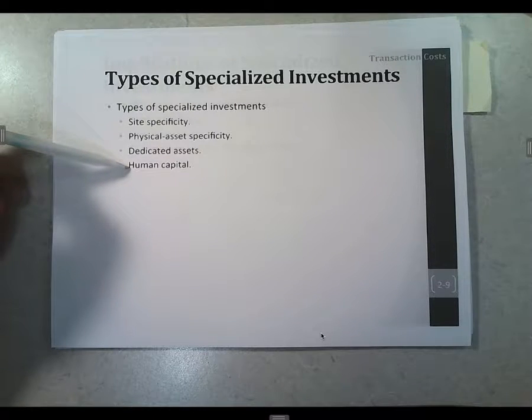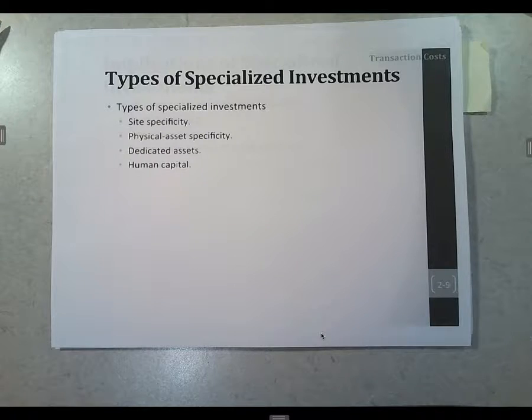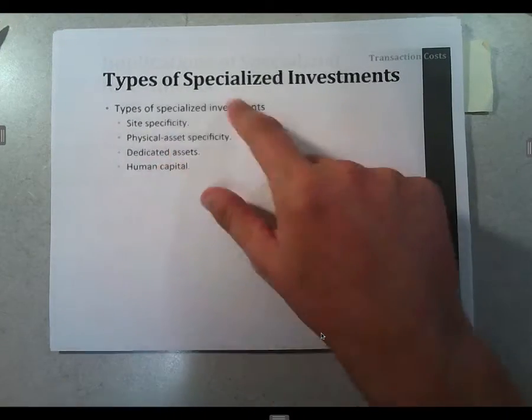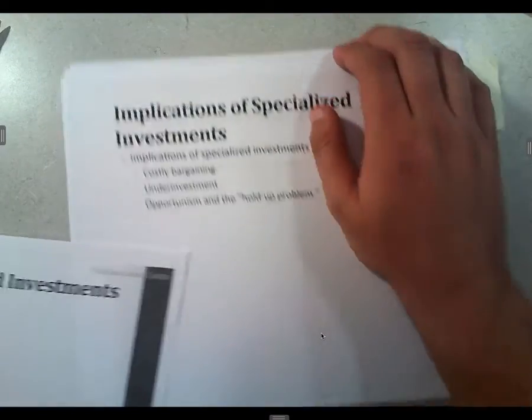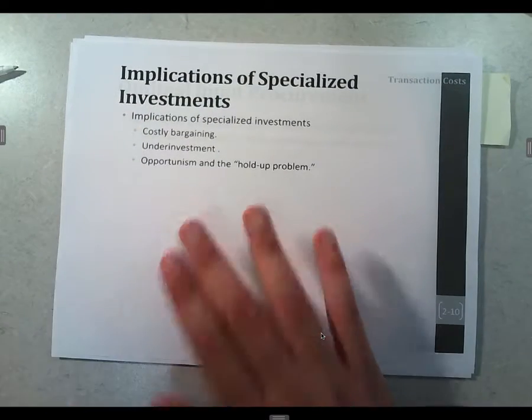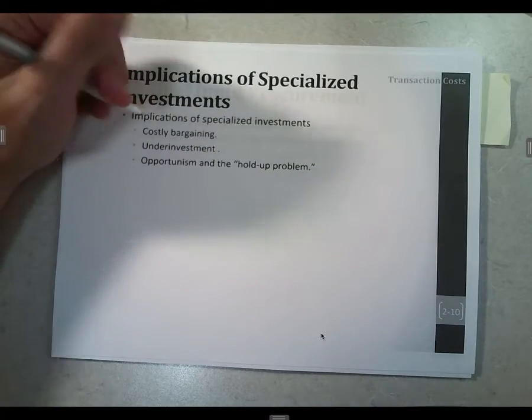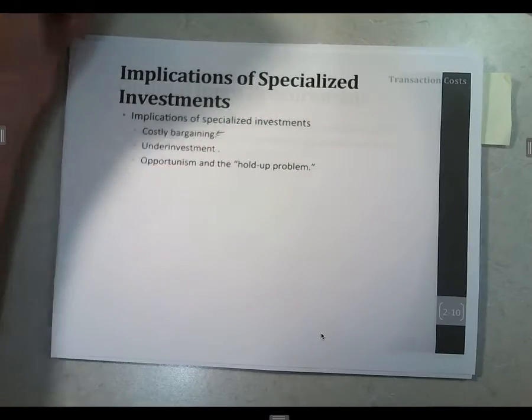And then alternatively, we could have some human capital. I could have types of buyers that are specifically devoted to making those kinds of negotiations. So what does that mean for us then? To the extent that there are more specialized investments, it means that your bargaining process is going to be more expensive.